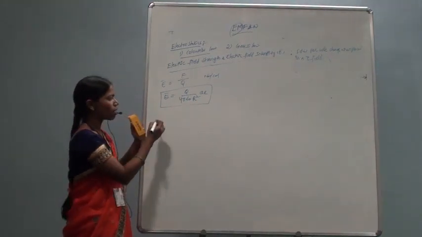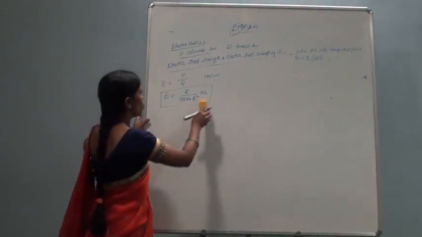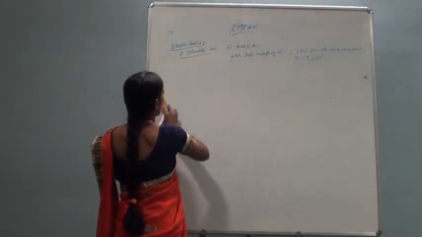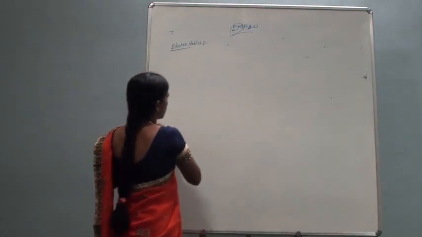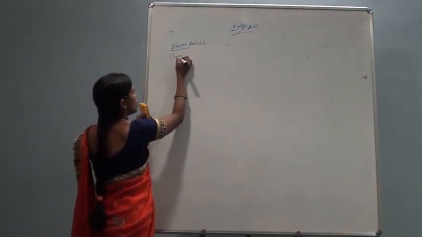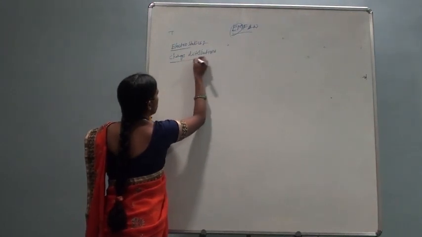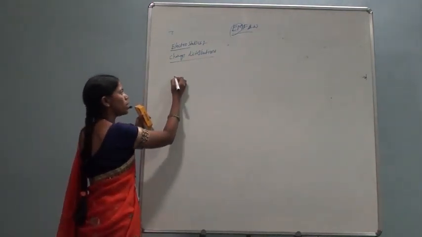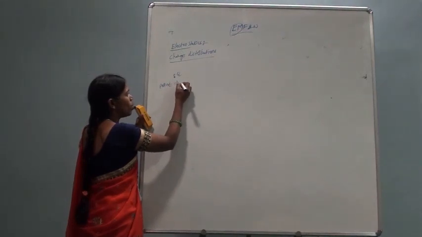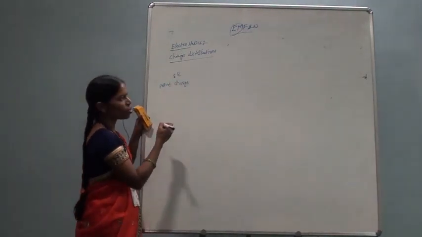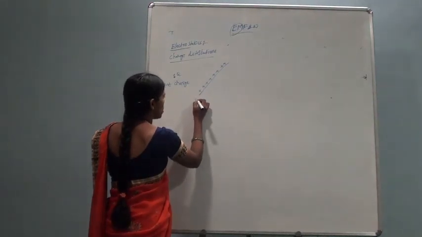Before going to the electric flux density, till now we have spoken about only the point charges. Now it is possible to have charge distributions. Till now we have considered only the point charge. Now it is possible to have the charge distributions along a line, and we'll call it line charge.